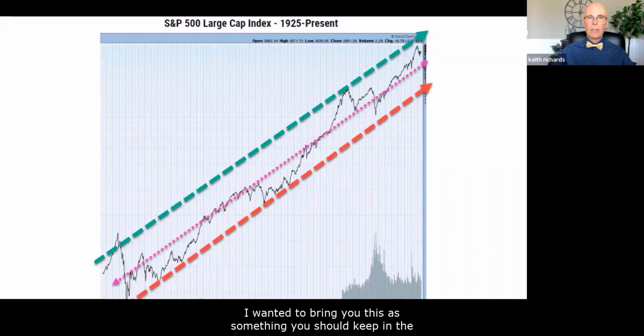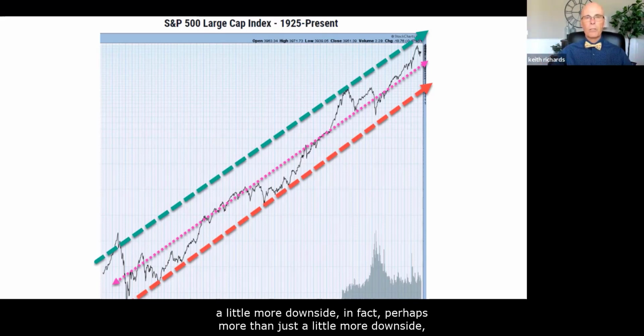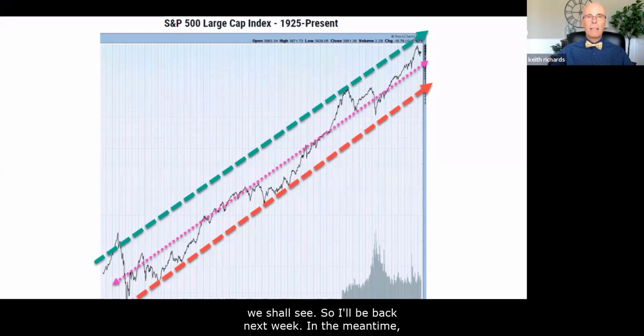And I wanted to bring you this as something you should keep in the back of your head when we're doing our more weekly chart work and we're looking at trading ideas and something that might work for the next 3 or 6 months. That's great, but the bigger picture may still suggest that there is a little more downside. In fact, perhaps more than just a little more downside. We shall see.